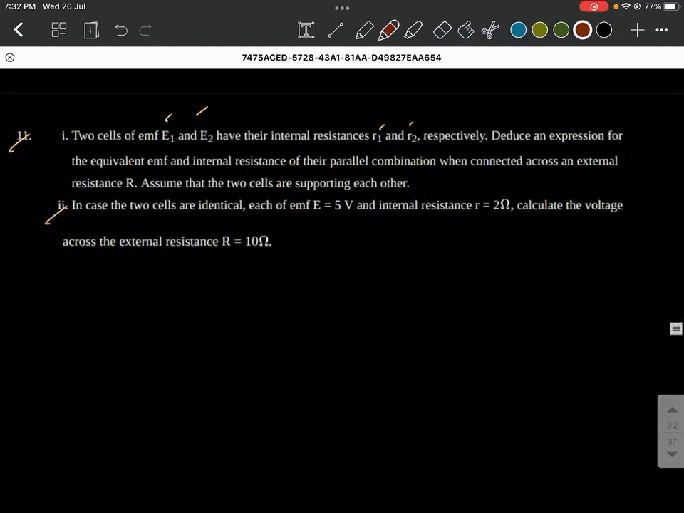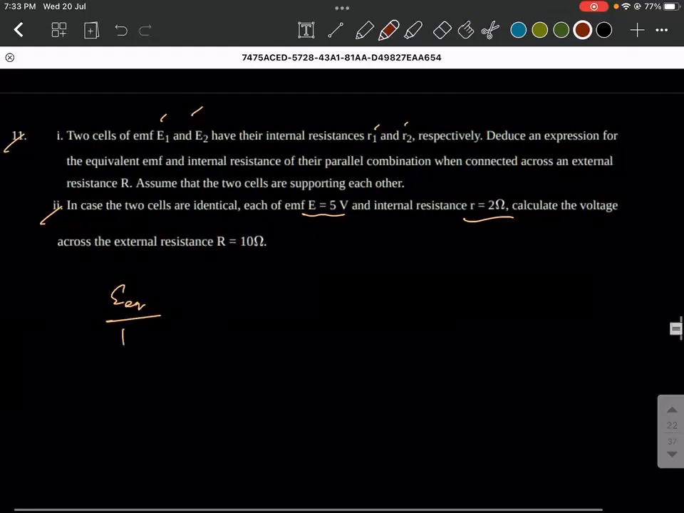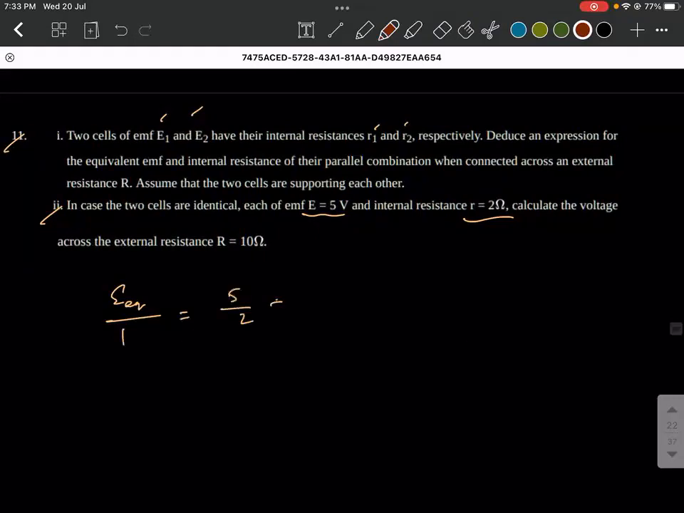In case the two cells are identical, each of EMF 5 volt and internal resistance r is equal to 1, calculate the voltage across the external resistance capital R. So what will be the equivalent value? E equivalent divided by R equivalent is equal to E1 by R1 plus E2 by R2, that is 5. So the equivalent EMF is going to be 5 volt.